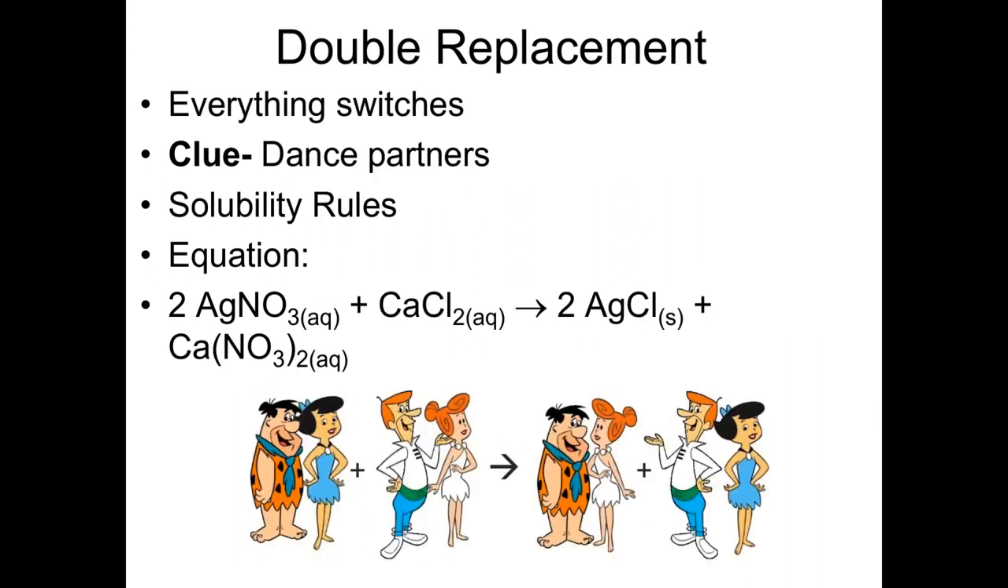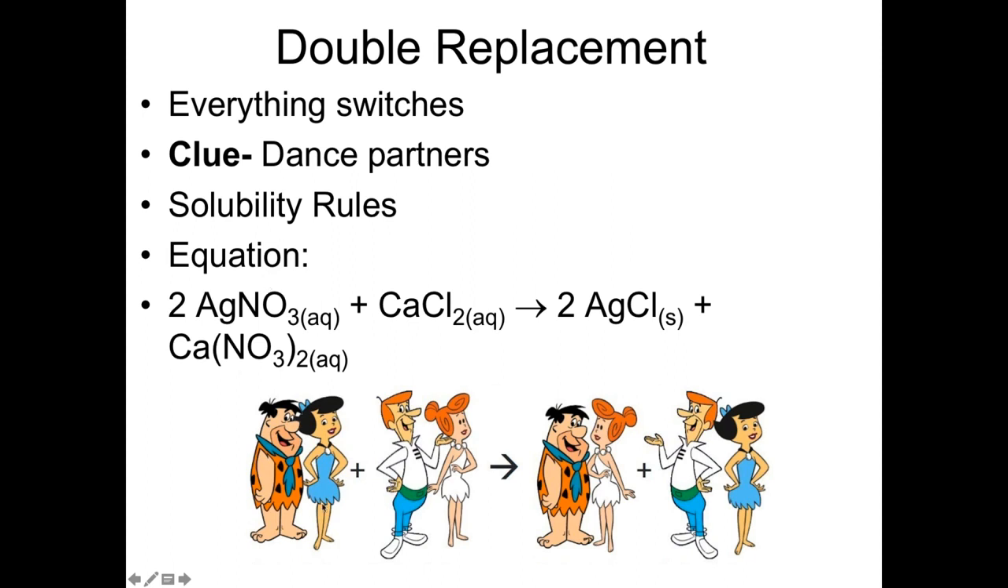Then for the double replacement reactions, everything switches. So the clue would be like dance partners. And you'll have solubility rules for this. So if you look at this equation here, we have AgNO3, we have CaCl2. And then what's going to happen is the silver is now going to be bonded with the chlorine, and the calcium is going to be bonded with nitrate.